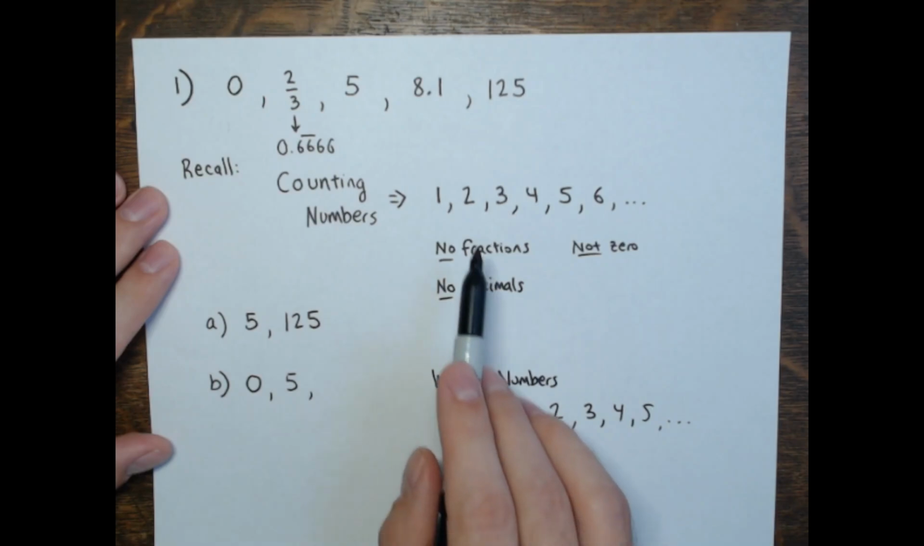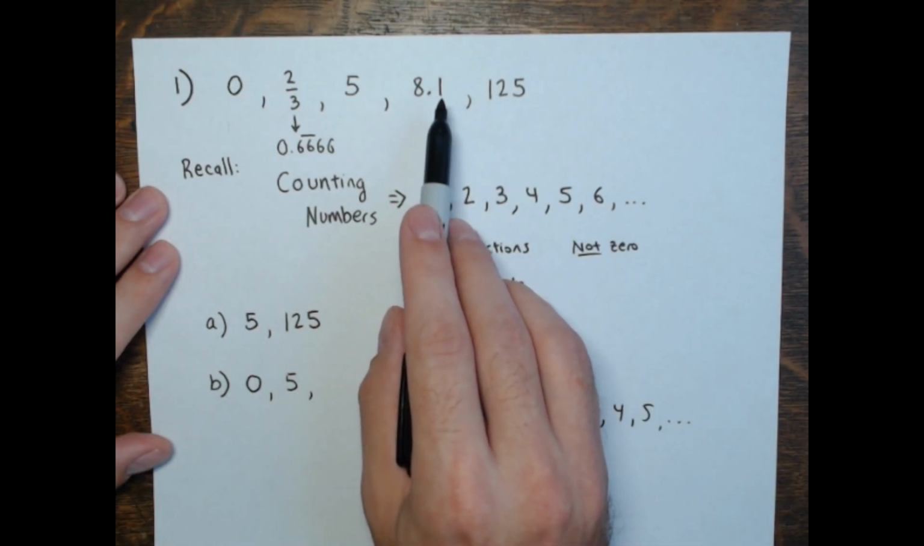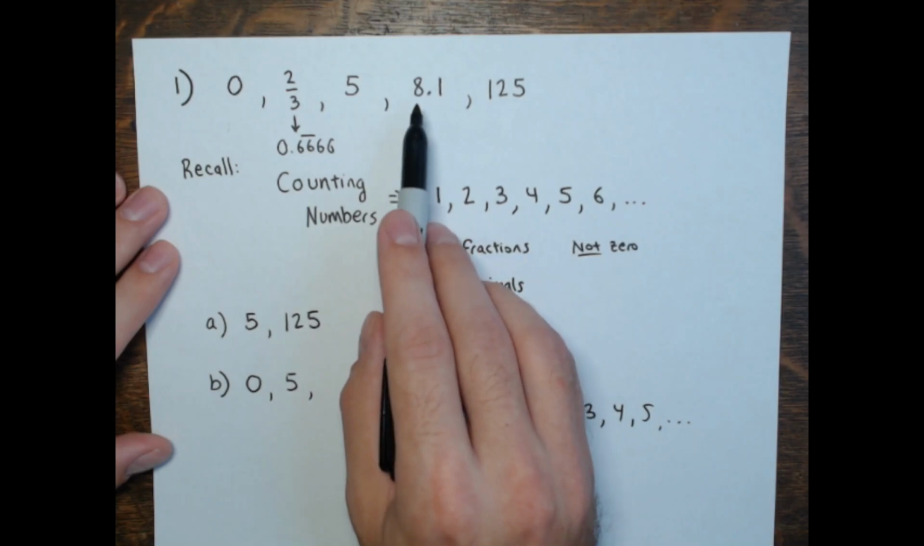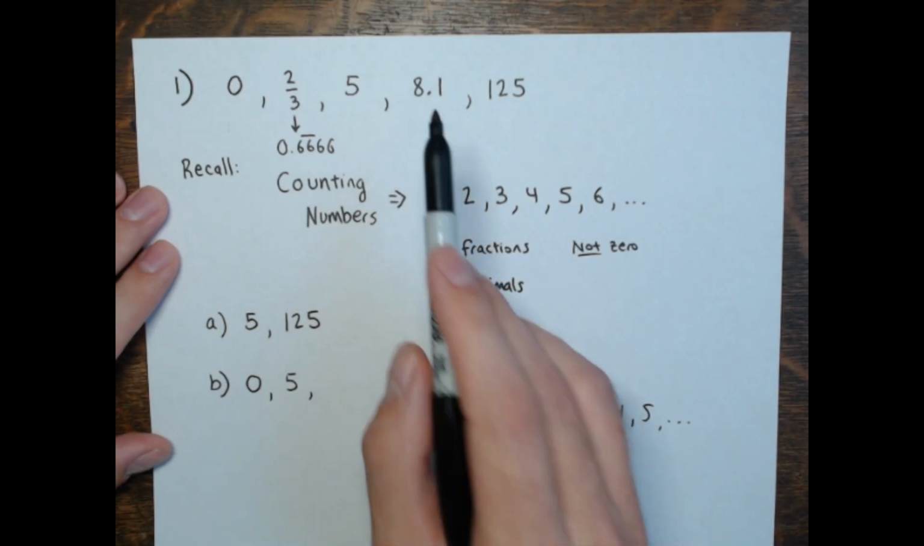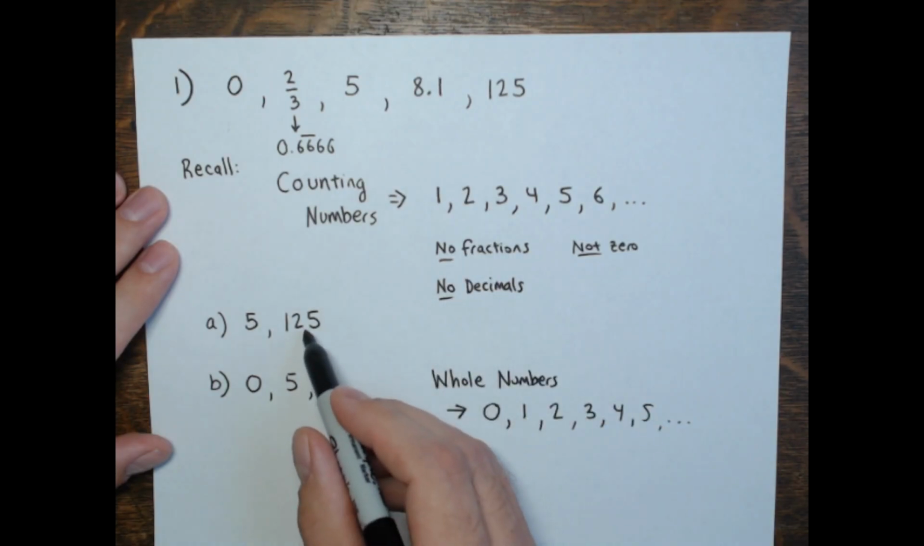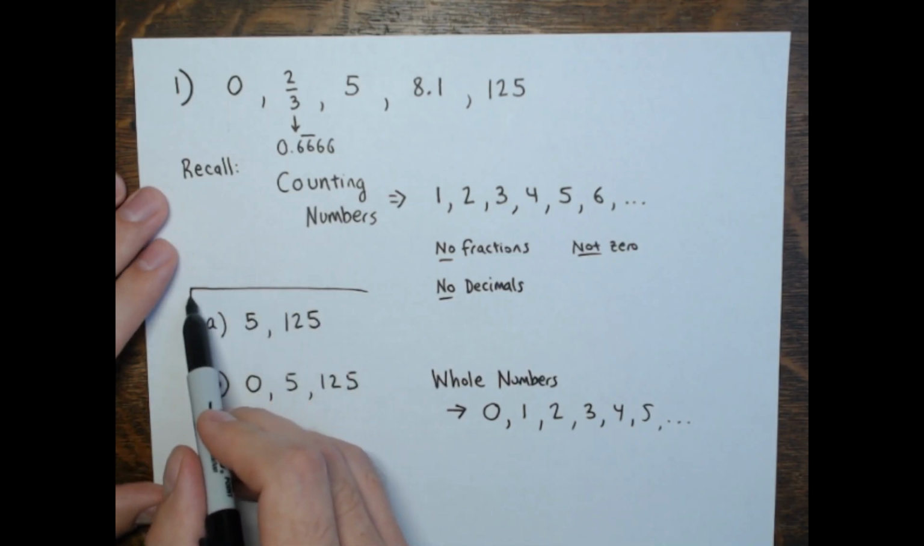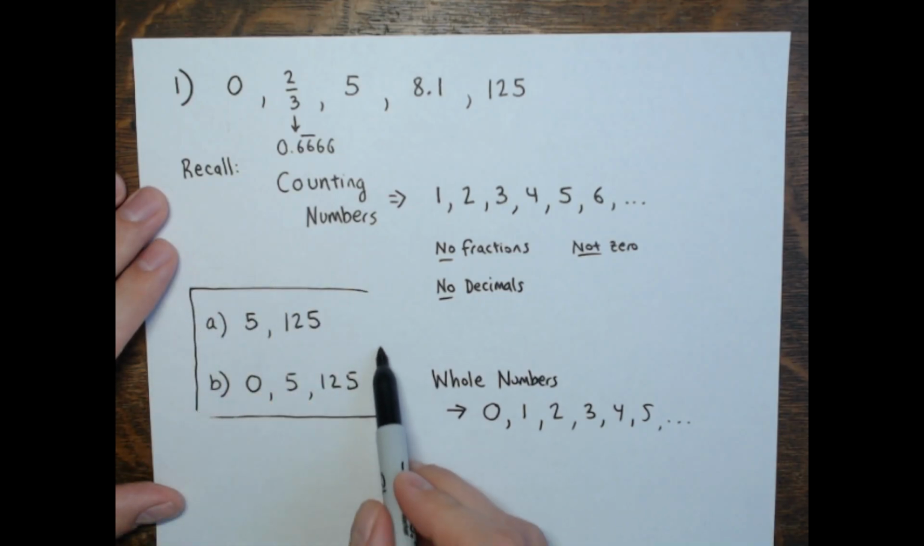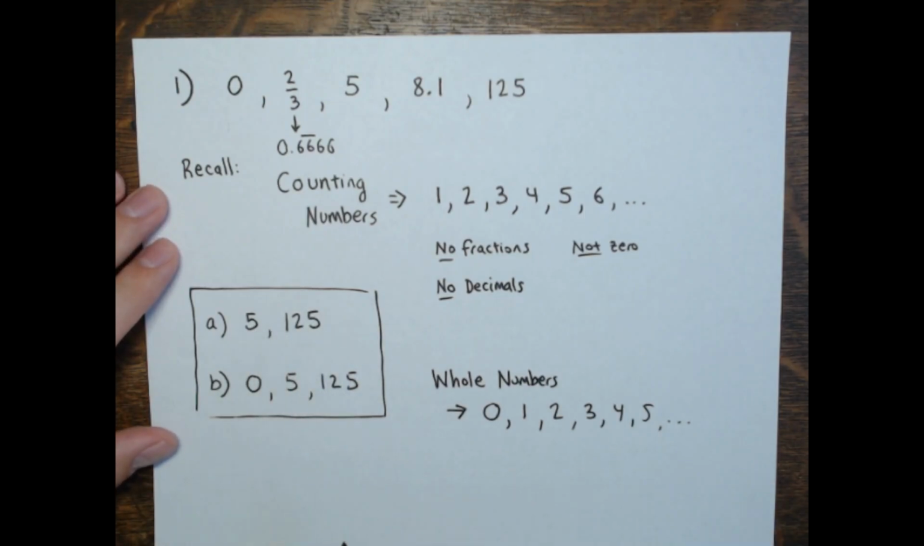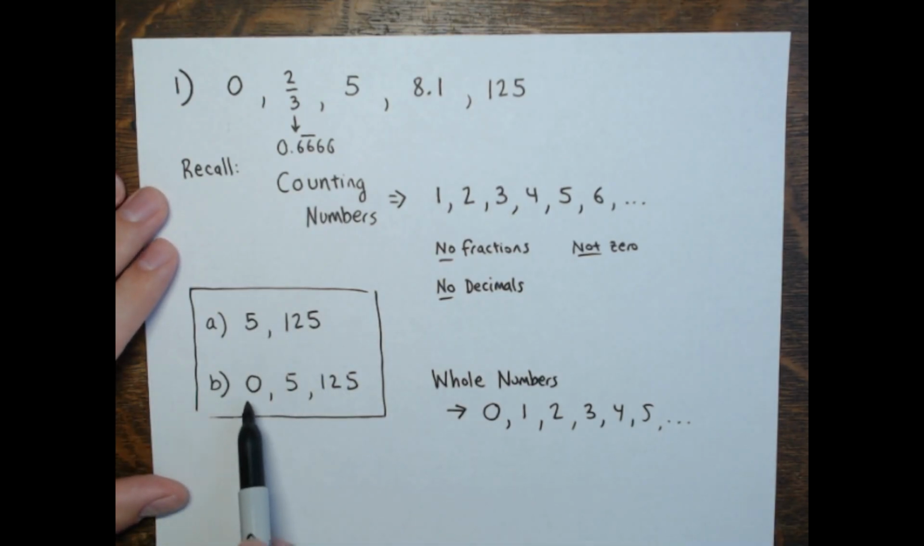8.1, decimal with a non-zero number to the right of the decimal point. That's neither counting nor whole. And then 125 was counting, so it is whole. Right? So here we are for number 1. Right? Part A, 5 and 125. Part B, 0, 5, 125.